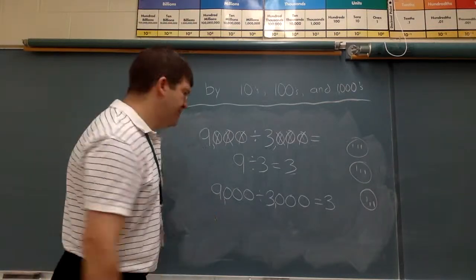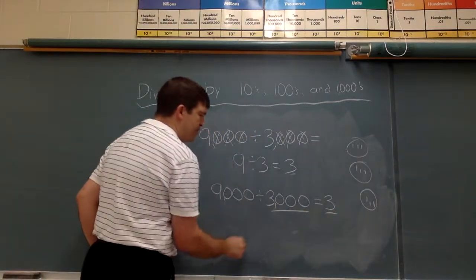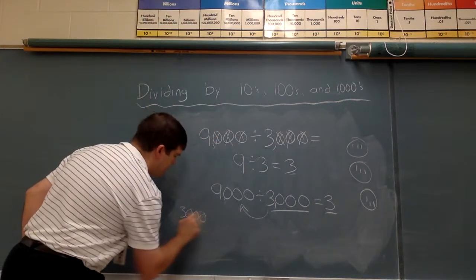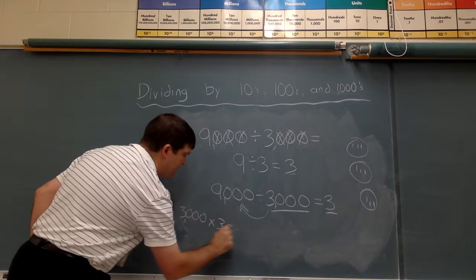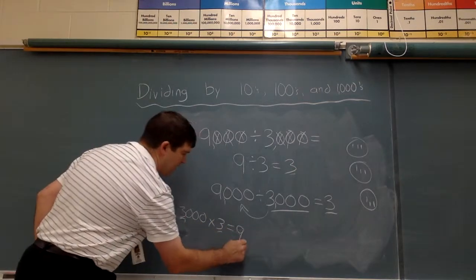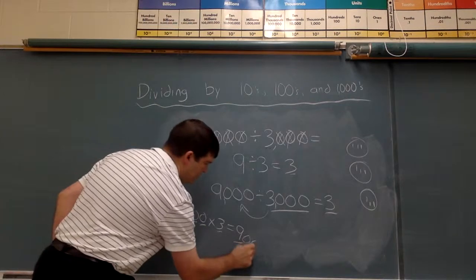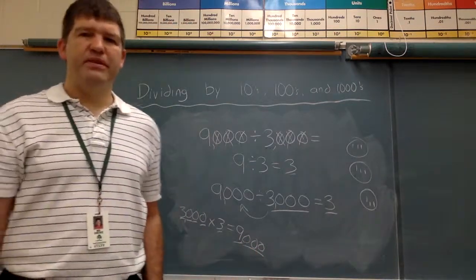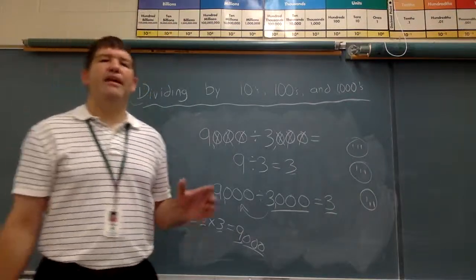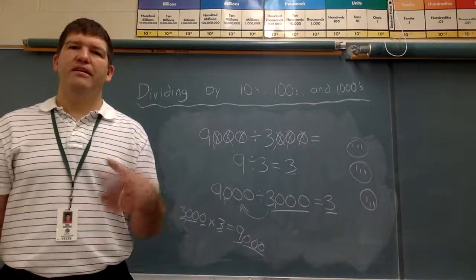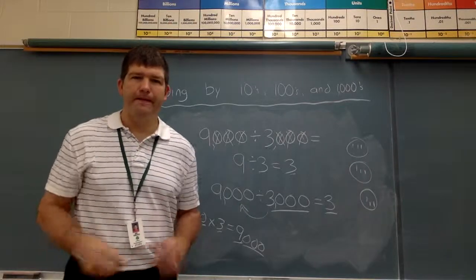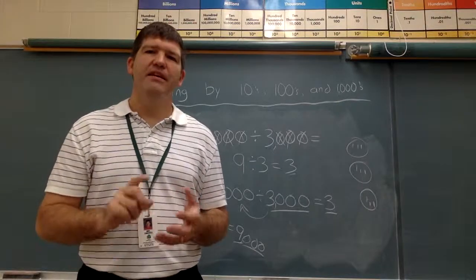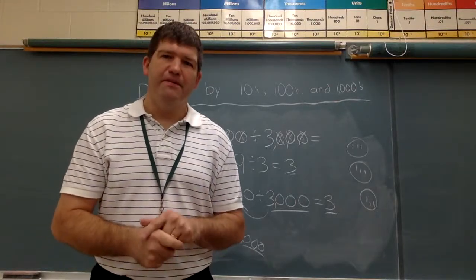And let's check it. So I'm going to take this number times this number, should give me this number. 3,000 times 3 equals, well, 3 times 3 is 9. 1, 2, 3, 1, 2, 3. And we got it. 3,000 times 3 is 9,000. And so 9,000 divided by 3,000 equals 3. Okay, so that is how we divide by tens, hundreds, and thousands.